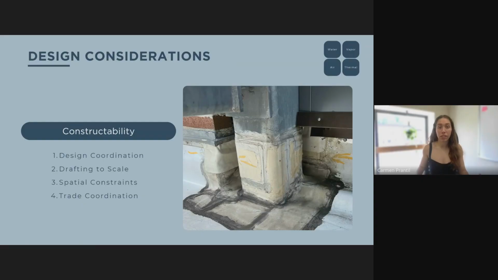Number 2, draft to scale. So this is particularly important when we're working with existing buildings. So you should always field verify the space constraints that are present and depict it accurately in your details. And related to both design coordination and drafting to scale is considering spatial constraints.